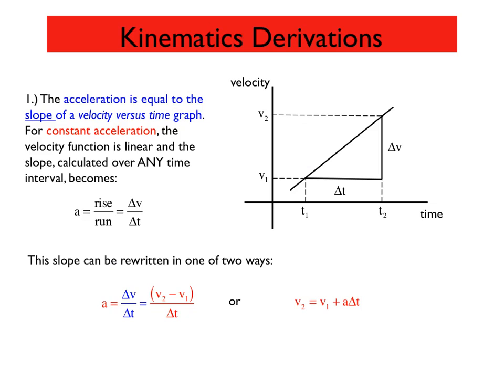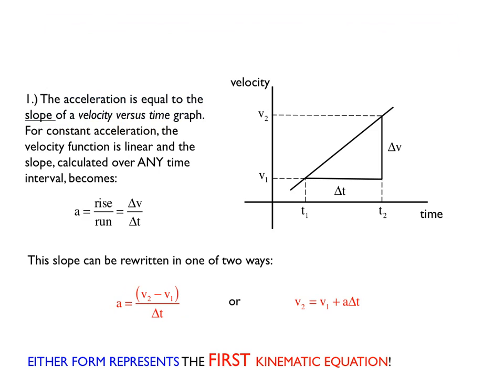Kinematic equations are predicated on a constant acceleration. Constant acceleration means that the velocity versus time graph is going to be linear, which in turn means that if you take any time interval and you figure out the slope of the function over that time interval, that slope, which gives you the acceleration, is always going to end up being the same. The acceleration is constant during the motion. So the first kinematic equation is simply a statement of the slope of the velocity versus time graph.